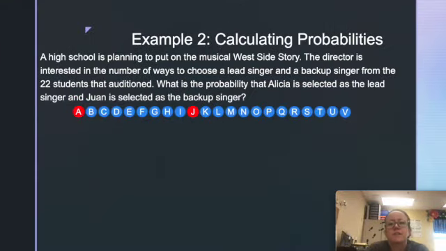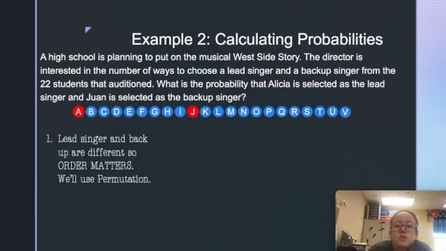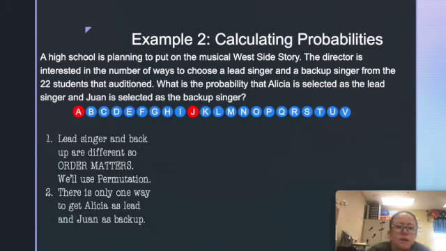All right, let's look at a different one. We got a high school that's planning a musical, and they're going to do West Side Story. The director is interested in the number of ways to choose a lead singer and a backup singer from 22 students that auditioned. What is the probability that Alicia is selected as the lead singer and Juan is selected as a backup singer? Okay. So in this example, order does matter because Alicia being the lead singer is different than Alicia being the backup singer. So we're going to be using permutation. Again, there is only one way to make Alicia the lead singer and Juan the backup singer.